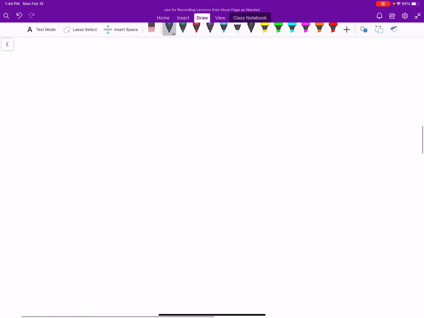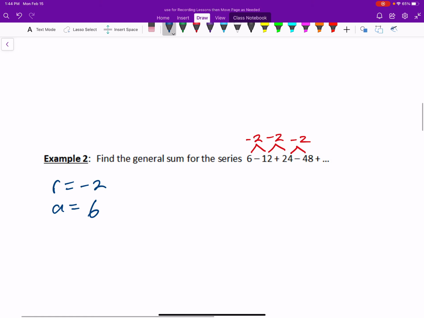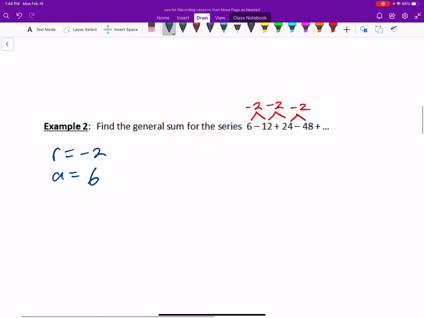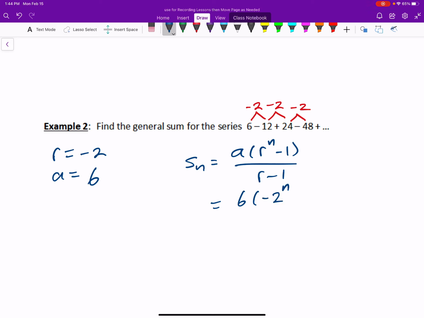So in this example, what do we need? There is no last term because it's just going on forever. So again, I'm going to use this first version of the formula. S sub n is going to equal A times R to the n minus 1 all over R minus 1. So if I fill in the blanks, I've got 6 times negative 2 to the exponent n minus 1 all over negative 2 minus 1.